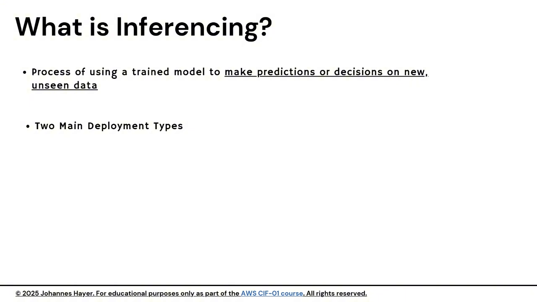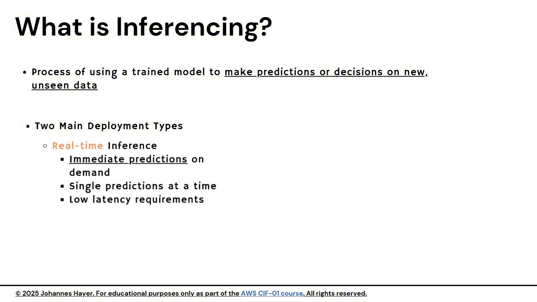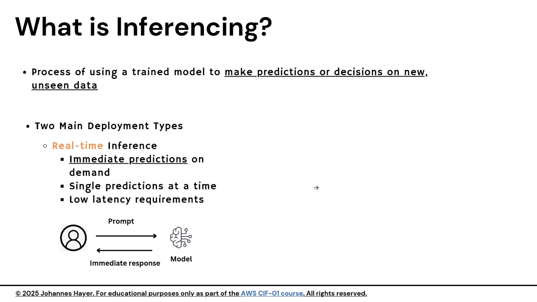The first one is real-time inference. Real-time inference is when you need immediate predictions on demand. Here the model processes one prediction at a time with low latency requirements. For example, when a user inputs a question, the model needs to respond immediately.